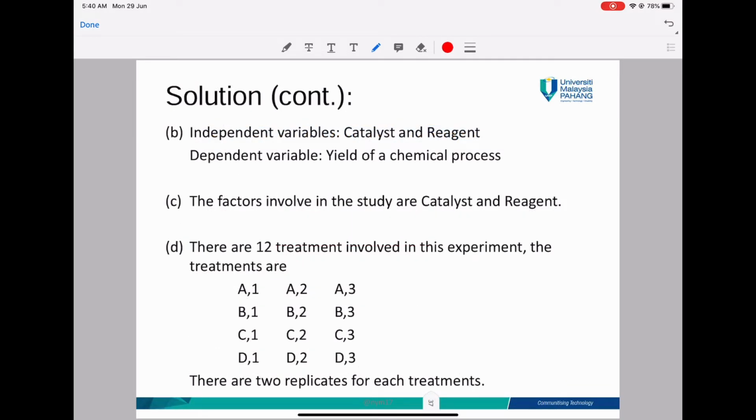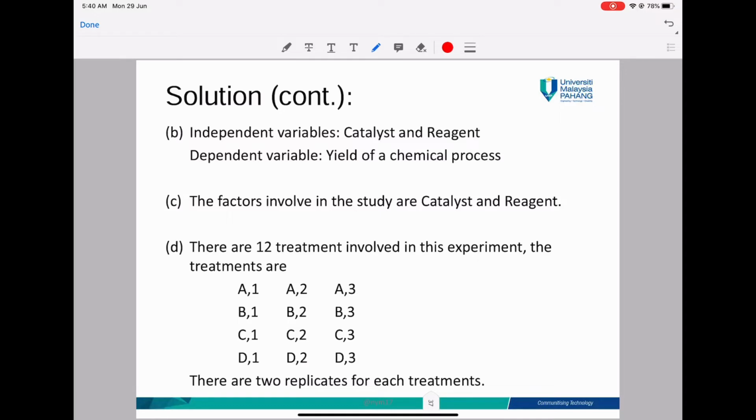For question B, we already answered: the independent variables are the catalyst and reagent, and the dependent variable is the yield of a chemical process. So that means for C, the factors involved in the study are catalyst and reagent.